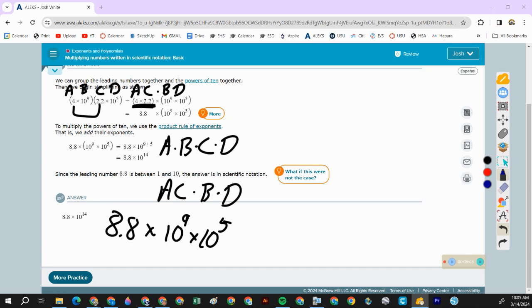Well, those share a base, right? It's like x to the 9th times x to the 5th. So all I have to do is add the 9 and the 5 together, and I get 8.8 times 10 to the 14th. So multiplying scientific notation is really easy. You just multiply, they're sort of like coefficients, the numbers in the front, and then you write times 10, and you add the exponents on the tens. So let's do another one.